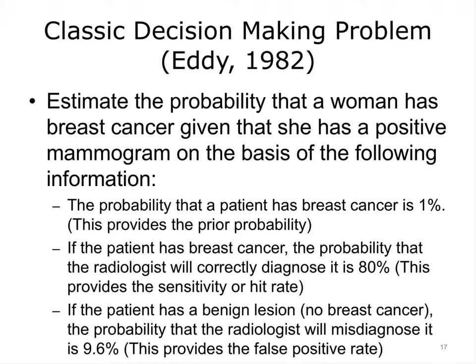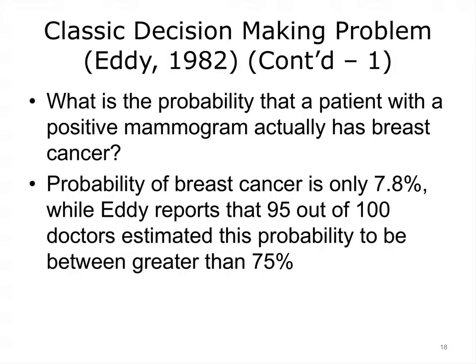If the patient has breast cancer, the probability that the radiologist will correctly diagnose it is 80%. This provides the sensitivity or hit rate. And if the patient has a benign lesion or no breast cancer, the probability that the radiologist will misdiagnose it is 9.6%. This provides the false positive rate. According to Bayes' theorem, the probability that this patient has breast cancer is about 8%.